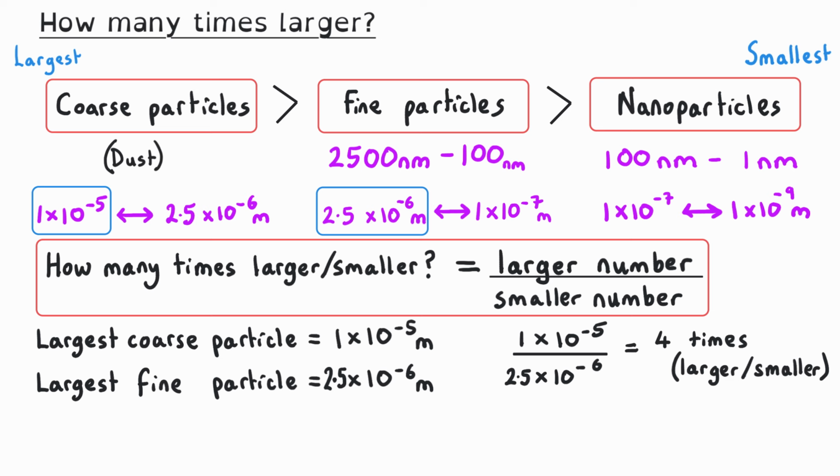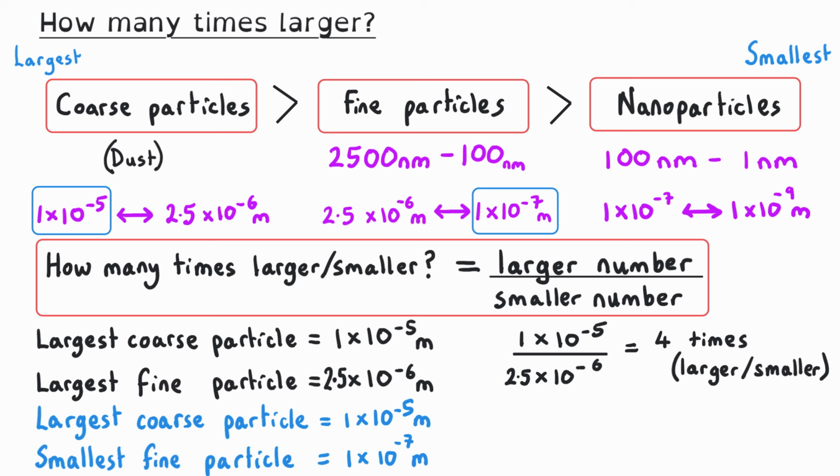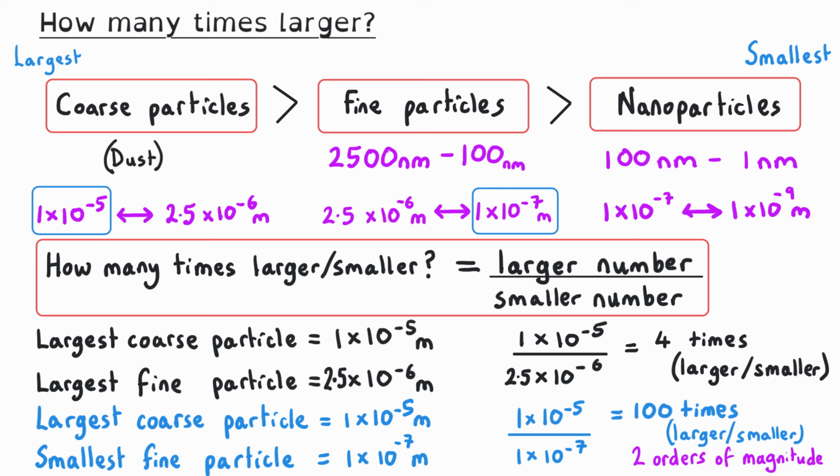Or you might be comparing the smallest fine particle to the largest coarse particle. So you would do 1 times 10 to the minus 5 divided by 1 times 10 to the minus 7 to get 100 times smaller. Or you might say 2 orders of magnitude smaller. And so whilst these particles do exist as a range of different sizes, as a good rule of thumb, on average, each of these particles is 100 times bigger than the next smallest of the 3.